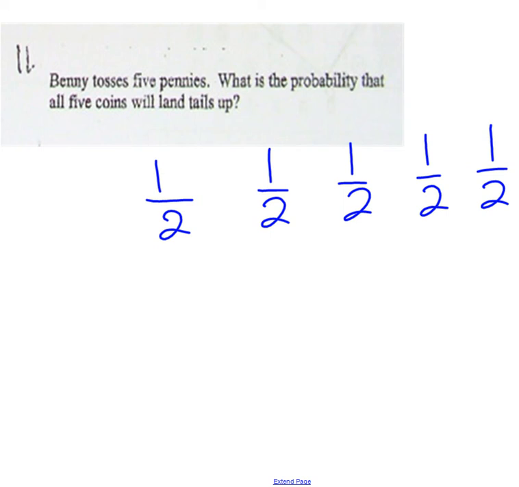Since we want the probability of all of these happening together, though, we have to multiply these 5 numbers, which is not really that bad. What's 1 times 1 times 1 times 1? 2 times 2 times 2 times 2?